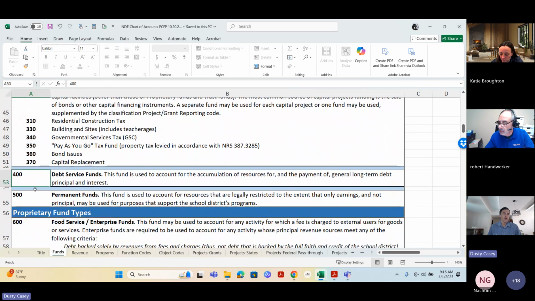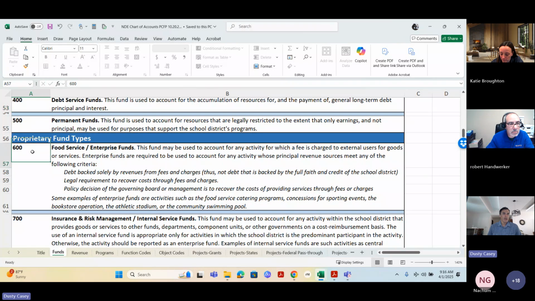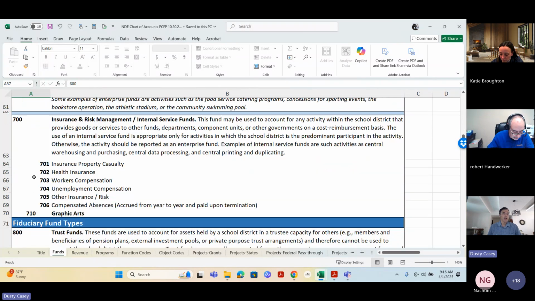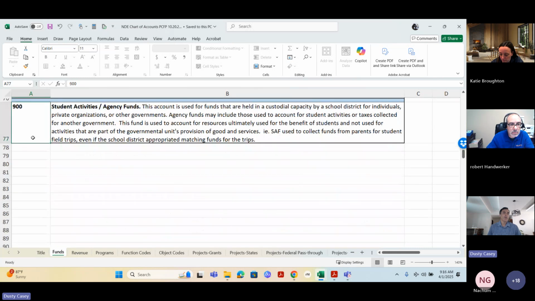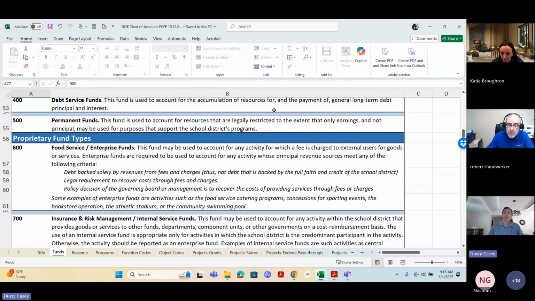Debt service, there's your 400. And if you had proprietary funds like food service or enterprise funds, that would be 600. And of course, I'll point this one out, student activity funds. If you have club funds that you're the custodian for, those should be in a 900 fund. So I hope that answered the question. Any other questions?